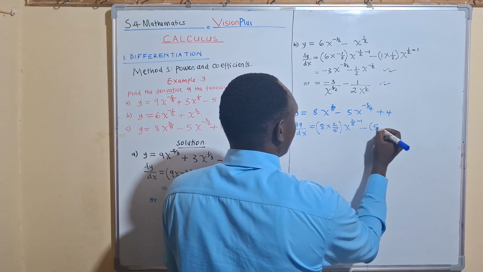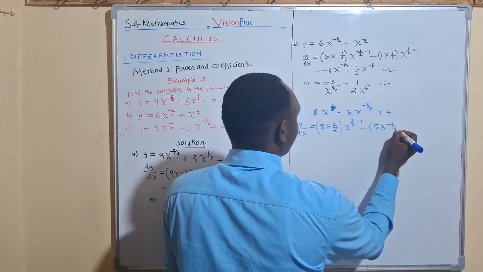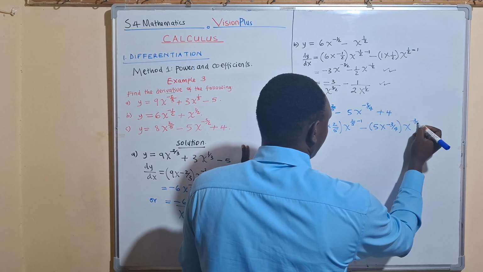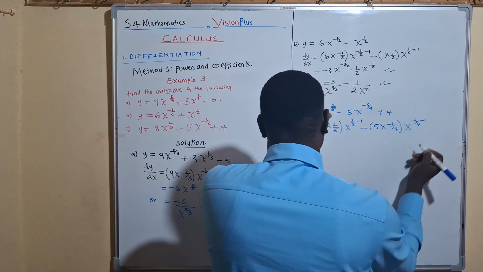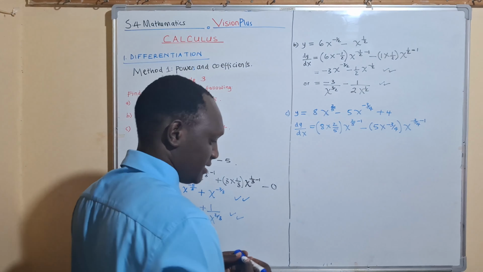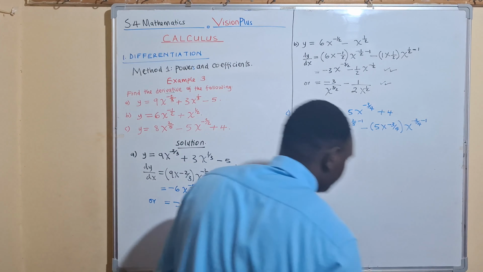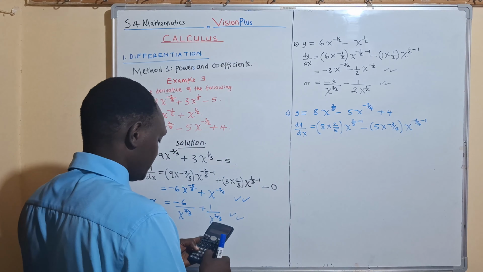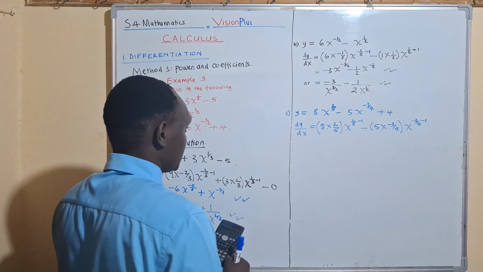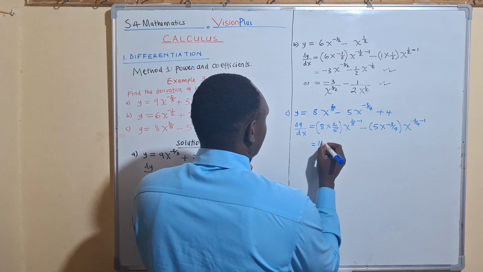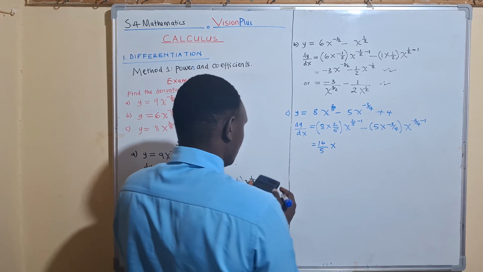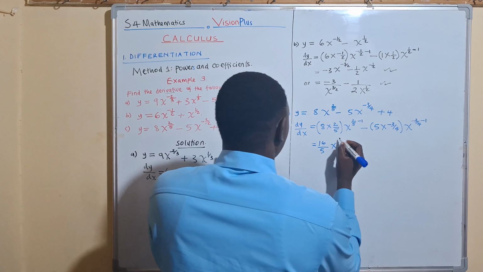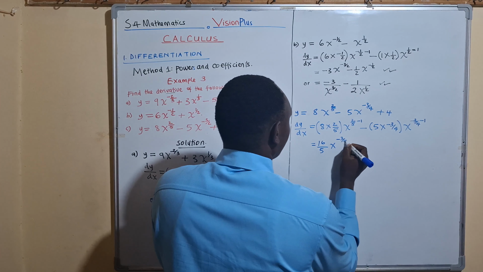Minus the second term is 5 times negative 3 out of 4 x. What is now the new power? It is negative 3 out of 4 minus 1. And then we simplify and we get the answer. So here on simplifying, use a calculator. 2 divided by 5 times 8, 16 out of 5. 16 out of 5 x power 2 out of 5 minus 1. 2 divided by 5 minus 1, negative 3 out of 5.